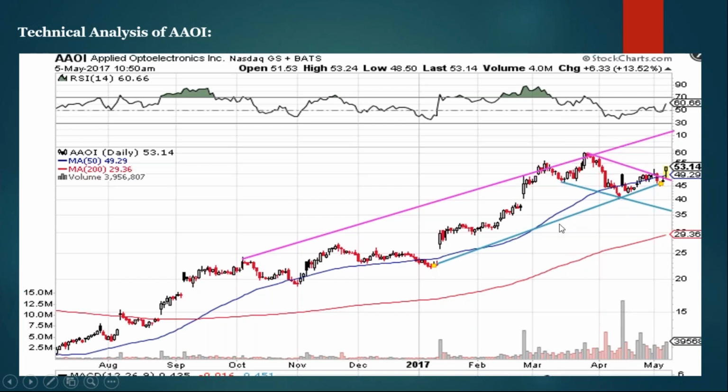If you see, this is the support and this is the resistance, and it was bouncing above. So it's a good probability trade. If it breaks this level, we'll be out. If it goes above, who knows, it can go all the way to this line.